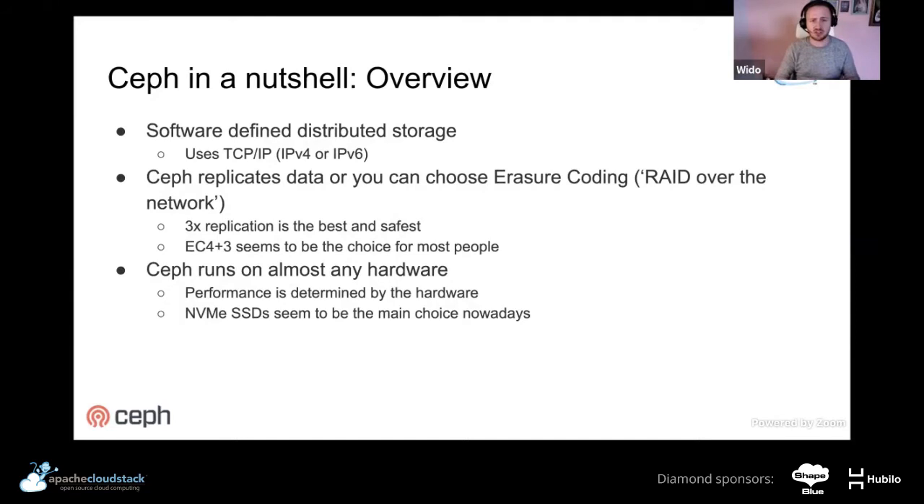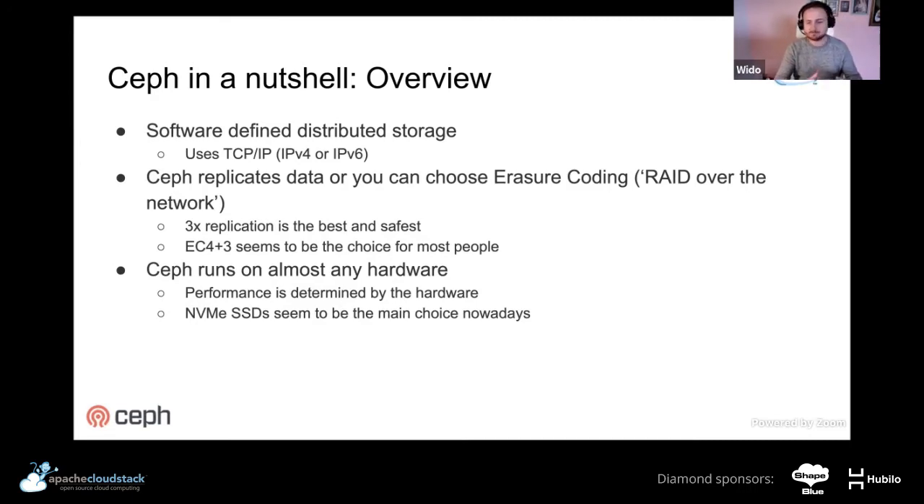So, Ceph in a nutshell. It's a software-defined storage platform. It uses regular TCP/IP. You can use either IPv4 or IPv6. Well, from my previous slide, you can guess which one we are using. Ceph replicates your data over multiple nodes, or you can use erasure coding, which you could call RAID over the network. You have 2 choices. Replication is the fastest and the best one. It's the safest as well. However, it's the most expensive one. If you use replication 3x, which we use, then you have 1/3 of your raw capacity available as usable capacity.